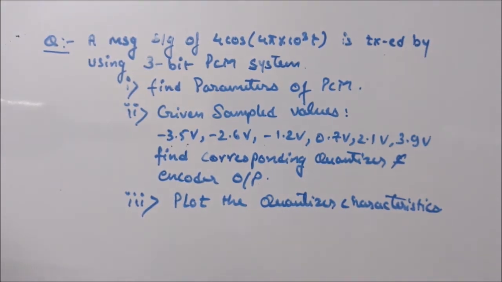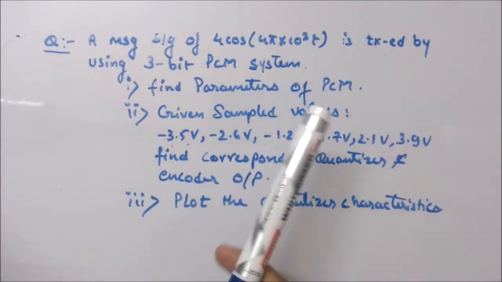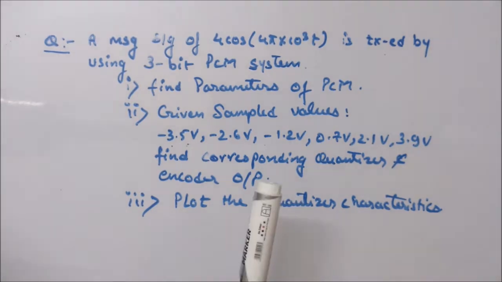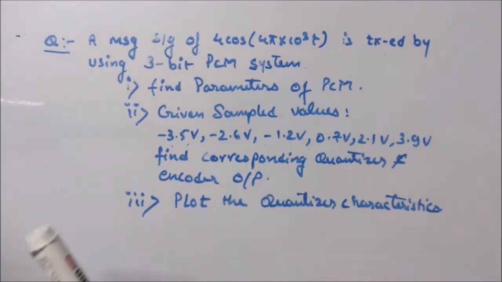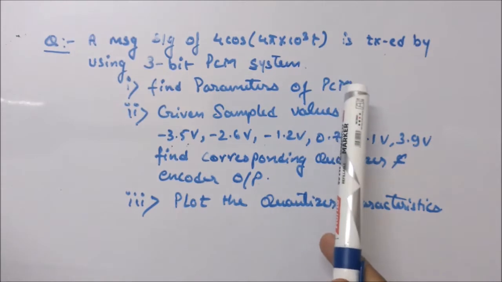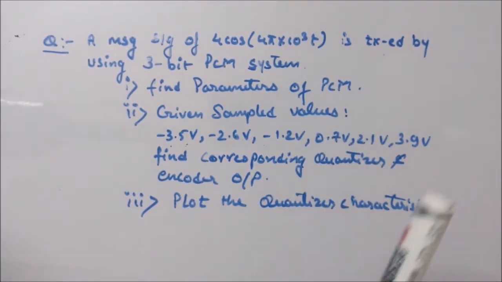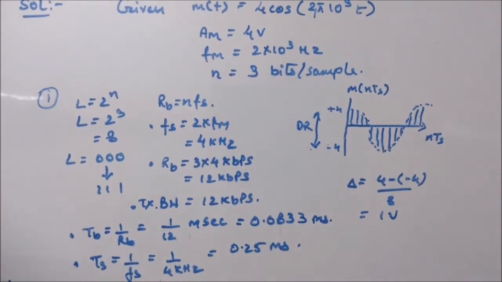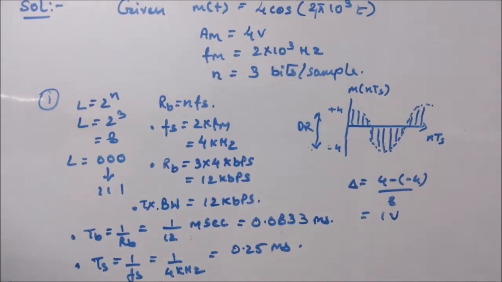The point of giving this question and solving it is to make you familiar with the quantizers, the mid-tread and mid-rise quantizer, plus you will be able to find out the parameters of PCM like bit rate, sampling interval, sampling frequency, things like that. Okay, so let's look at the solution.